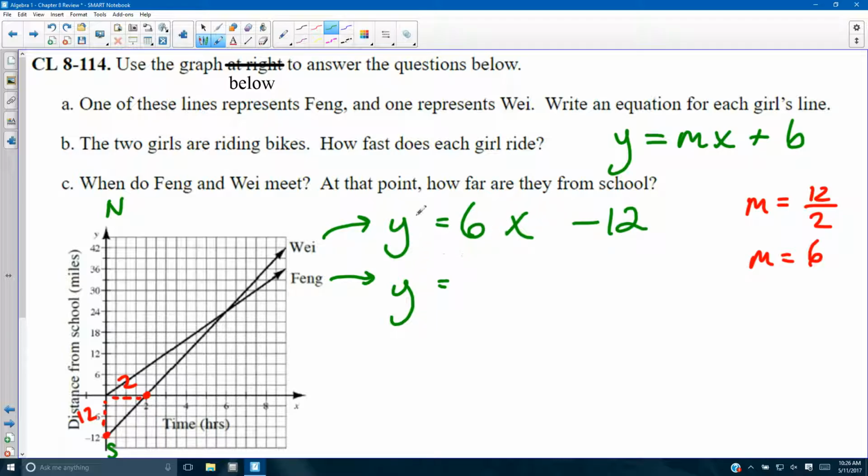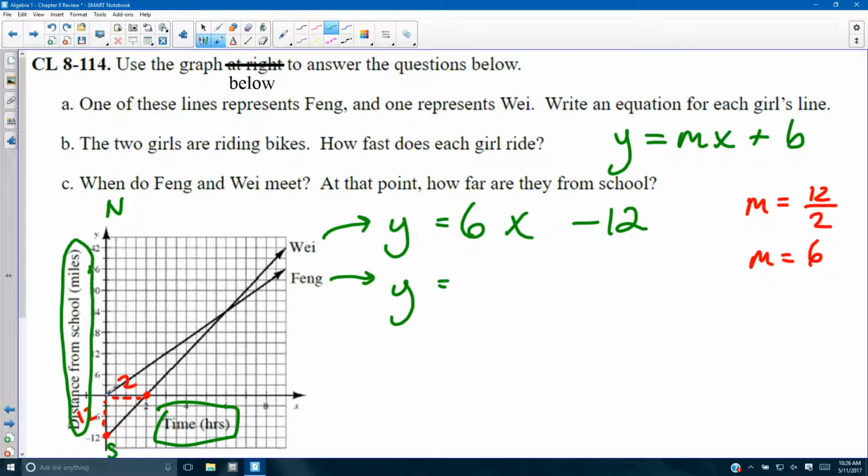6x. That way, when I multiply 6 by x, it represents how far she has traveled in total, where x represents the number of hours in time. So if it was 10 hours later, she would have traveled 60 miles. And distance from school is y. That's Wei's equation right there.